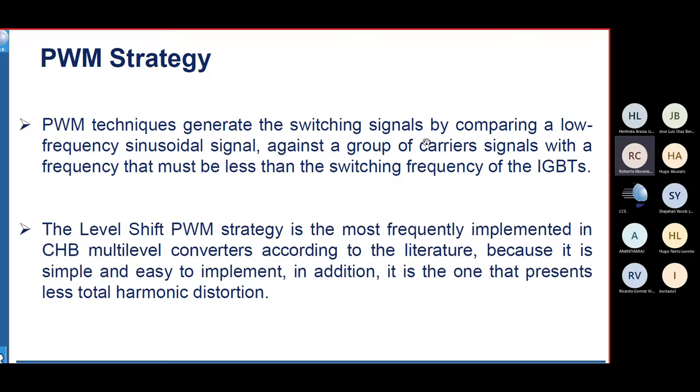PWM techniques generate the switching signals by comparing a low frequency sinusoidal signal against a group of carrier signals with a frequency that must be less than the switching frequency of the IGBTs. The level shift PWM strategy is the most frequently implemented in CHB multilevel converters, according to the literature, because it is simple and easy to implement. In addition, it is the one that presents less total harmonic distortion.